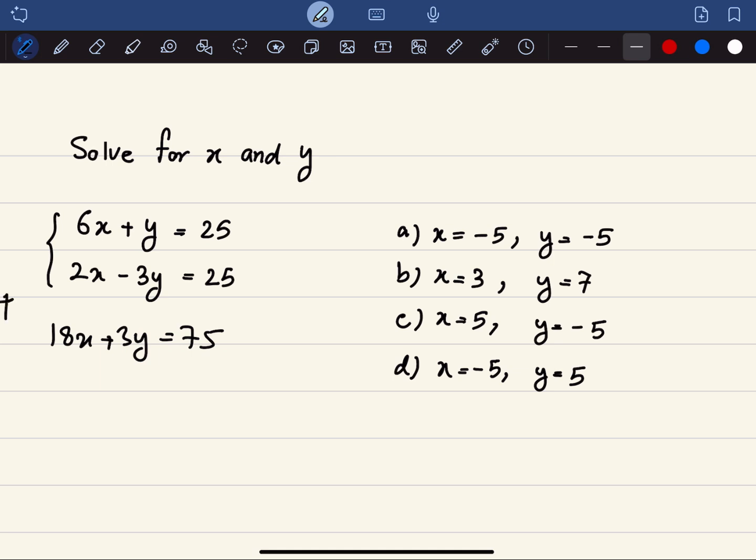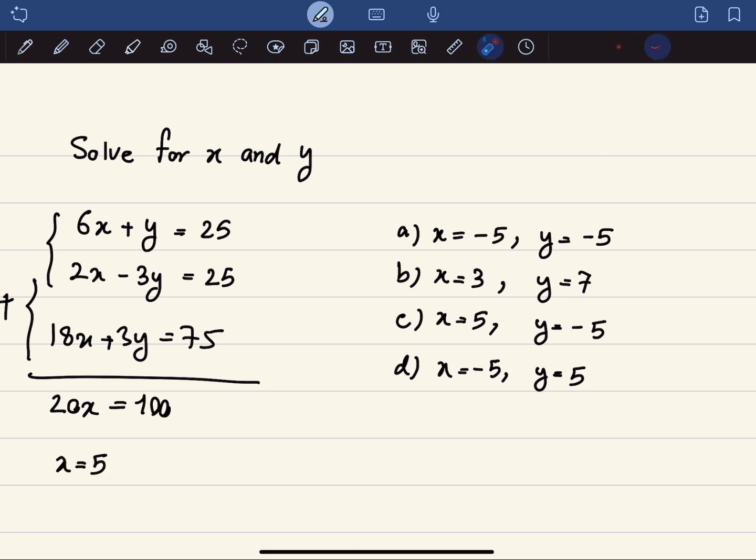All right, so the 18x and the 2x become 20x. The 3y and the negative 3y, they disappear. And then 75 plus 25 is 100. So we have 20x equals 100. See? It's simplifying already. And that looks way easier to solve, doesn't it? Definitely. Just divide both sides by 20, and we get x equals 5. We found x. Awesome. Halfway there.